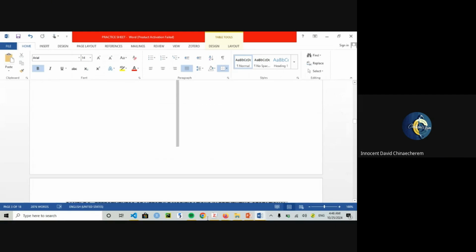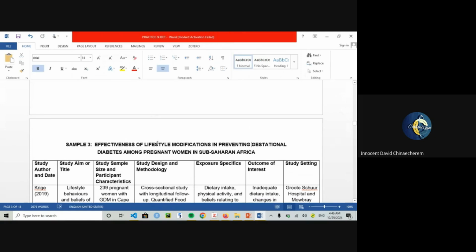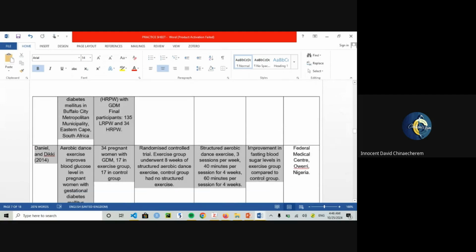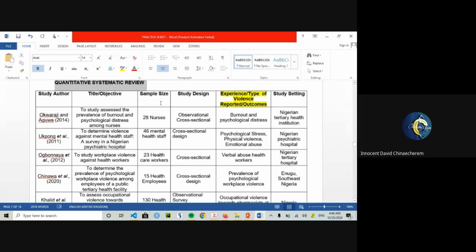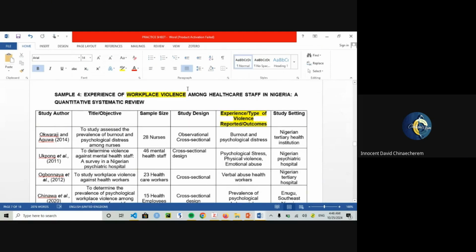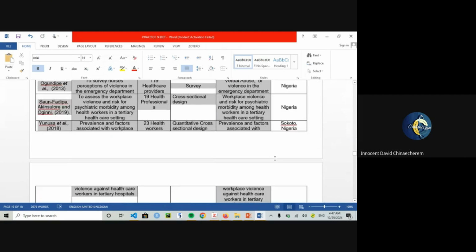And also, I showed another example about the effectiveness of lifestyle modification in preventing gestational diabetes among pregnant women in sub-Saharan Africa. This was the third sample that we used. Then we showed some of the domains and how data were extracted from these papers. And again, we showed evidence from a systematic review on workplace violence among healthcare staff in Nigeria, and we technically showed all the domains as well.